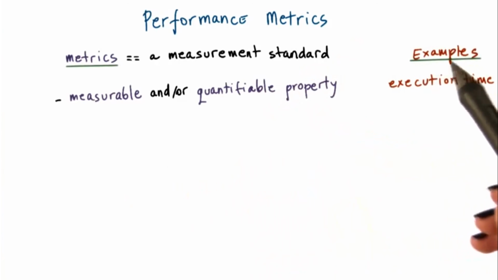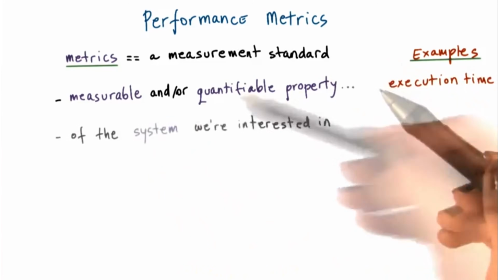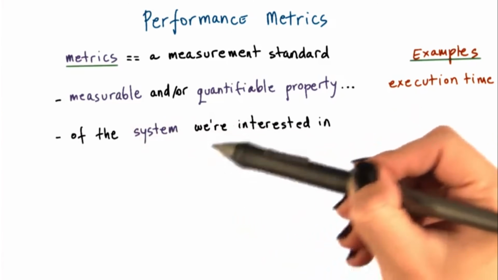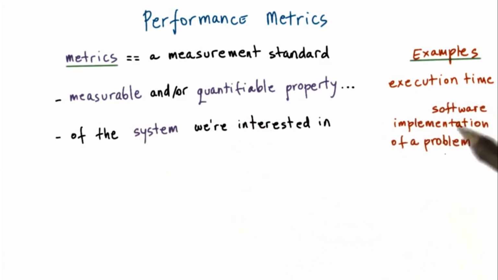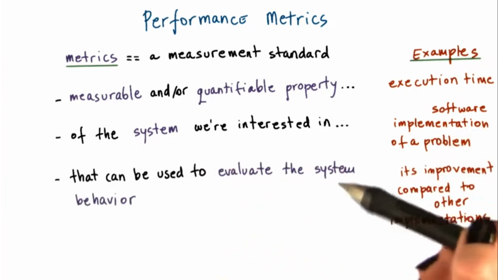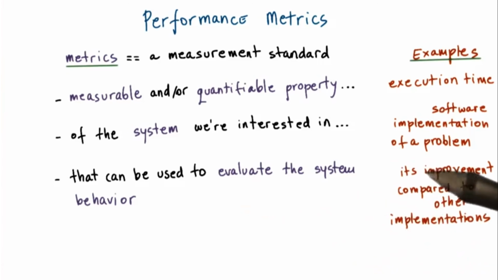For instance, let's say we are concerned with the execution time of the system. That's a metric. We can measure it. We can quantify exactly what is the execution time of a system, so it's a quantifiable property as well. A metric is associated in some way with some system that we're interested in. For instance, that can be the software implementation of a particular problem, and that's what we want to measure the execution time of. And a metric should tell us something about the behavior of the system we're interested in. For instance, it can tell us whether it's an improvement over other implementations of the same problem.